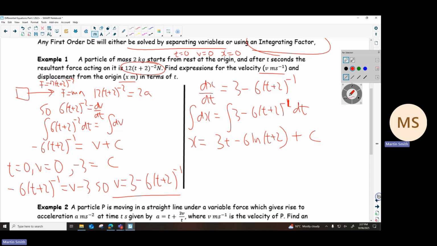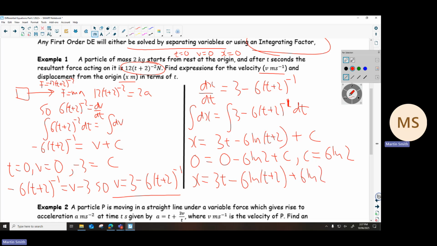So we know that when t is 0, x is 0, so 0 is equal to 3 times 0 minus 6 ln 2 plus c. So c is 6 ln 2. So the expression for its displacement is 3t minus 6 ln (t plus 2) in brackets, add 6 ln 2. That's the displacement of the object.